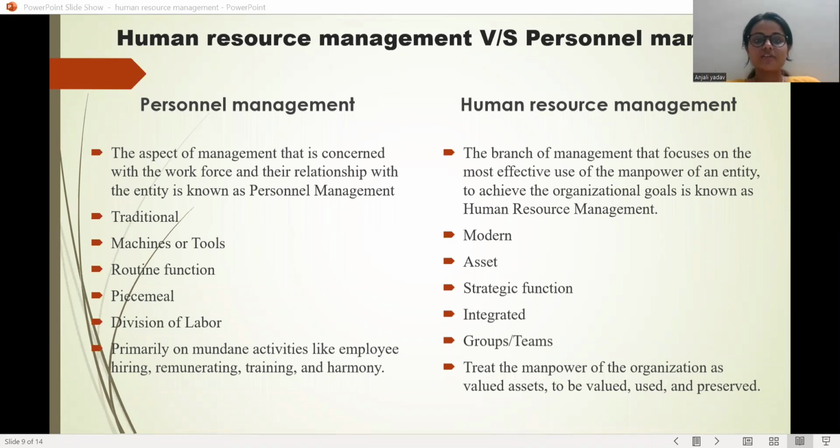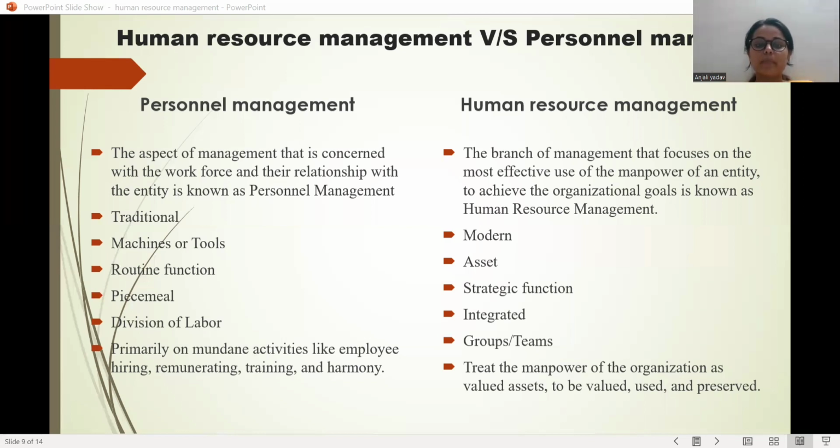Next, we have the difference between personnel management and human resource management. As we know, human resource management is that branch of management that focuses on the most effective use of the manpower of an organization to achieve the organizational goal. While personnel management is the aspect of management that is concerned with the workforce and their relationship with the organization. Personnel management is a traditional approach, while human resource management is a modern approach.